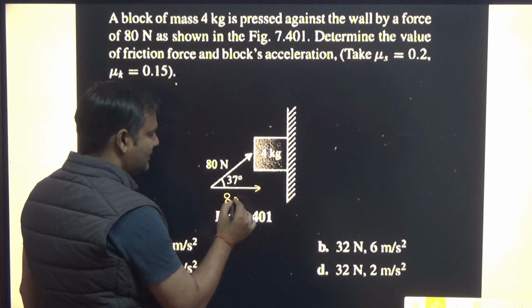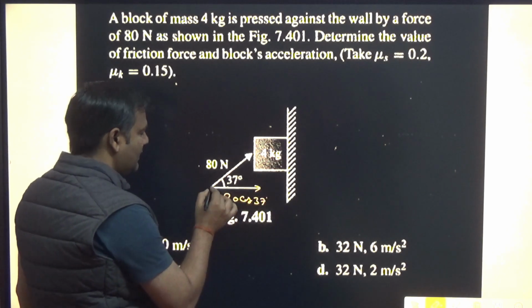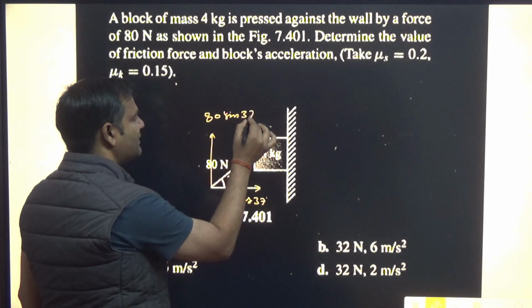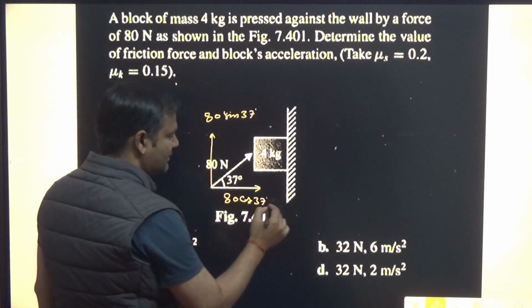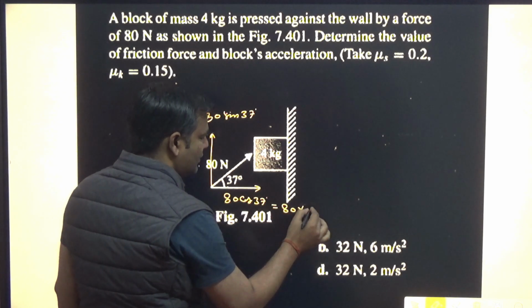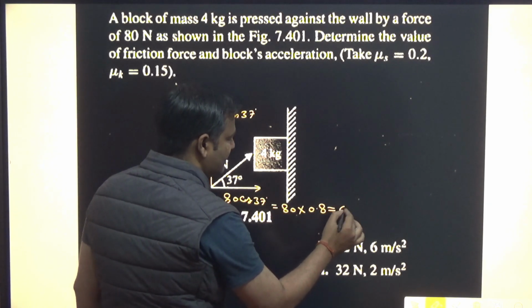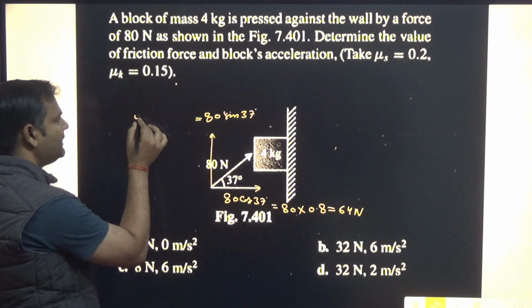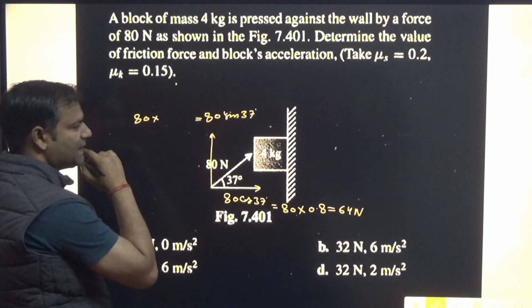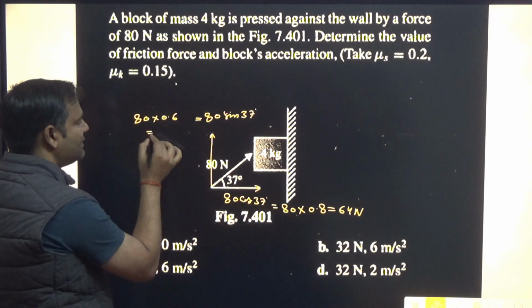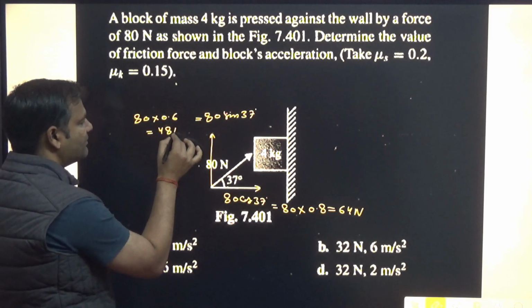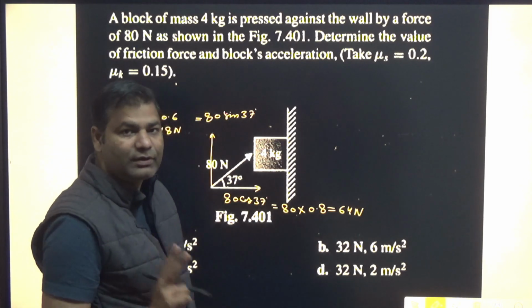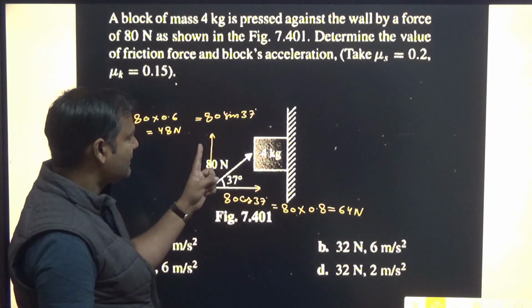Do 80 cos 37 degrees, and here that one is 80 sin 37 degrees. Cos 37 is 0.8, so 80 into 0.8 is 64 Newton. Clear or not? After that, 80 into sin 37, which is 0.6, is 48 Newton. Clear or not? So first of all, there are two components corresponding to that one and that one.